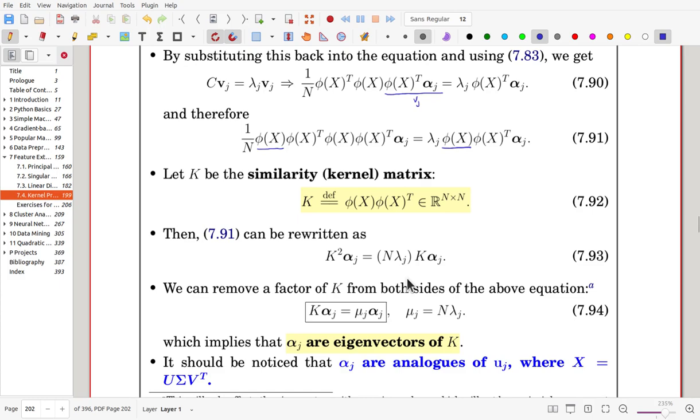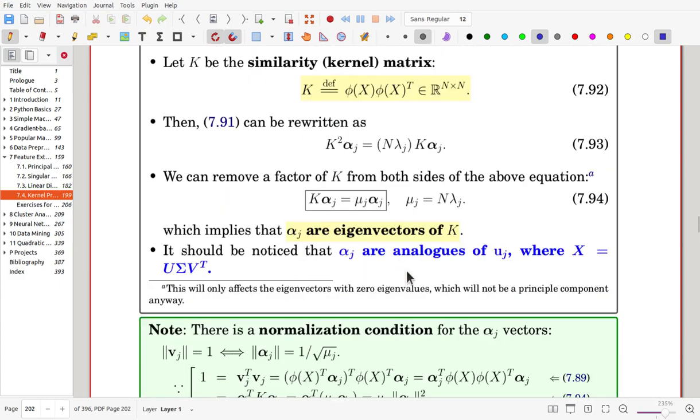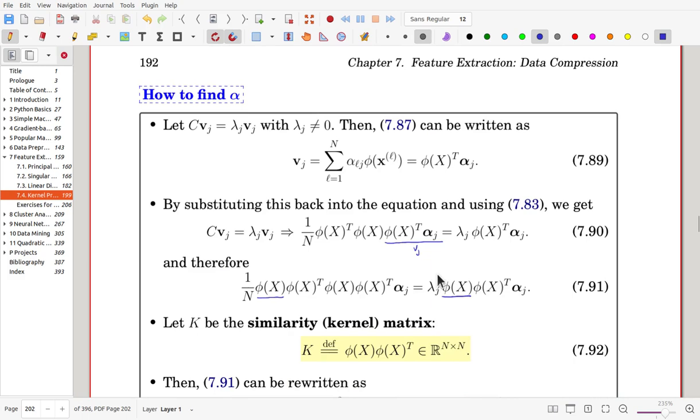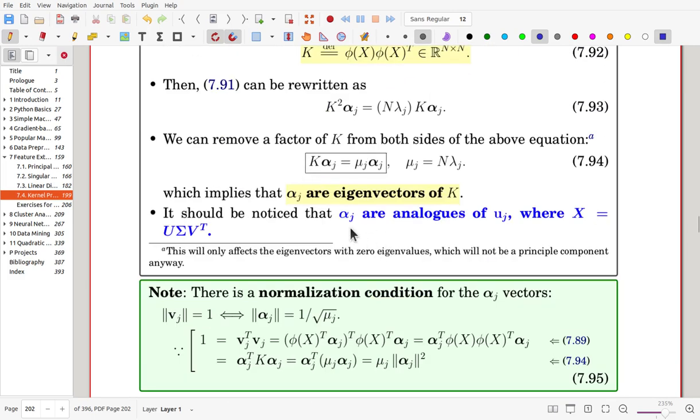So by finding alpha_j as an eigenvector of the kernel matrix, the similarity matrix, along with alpha_j we can decide v_j, right?